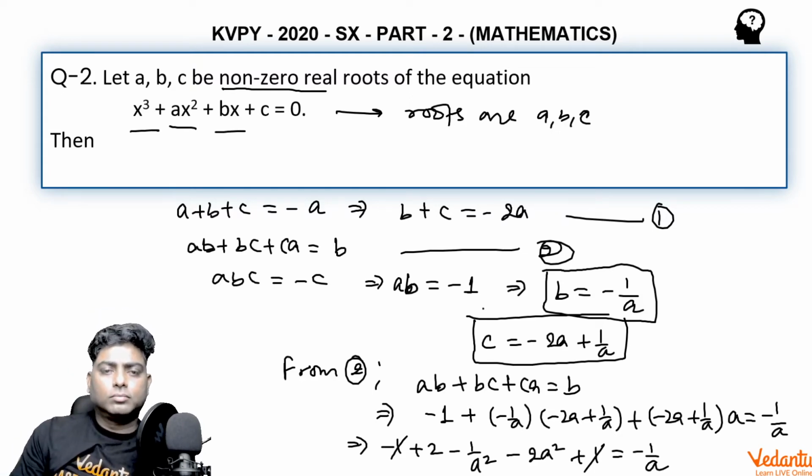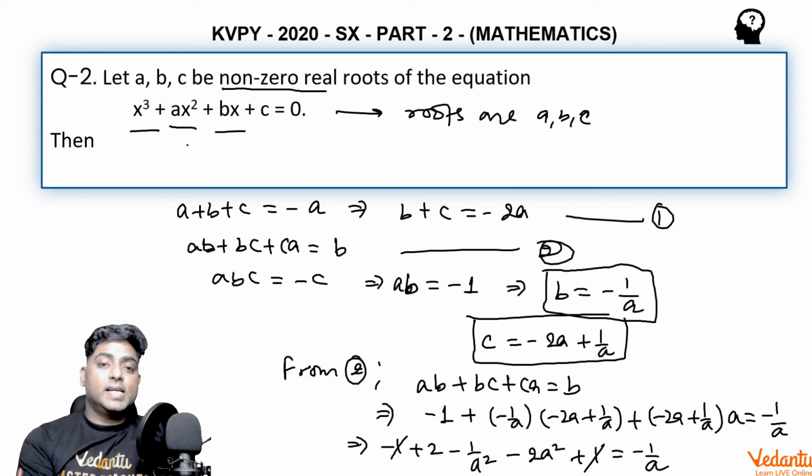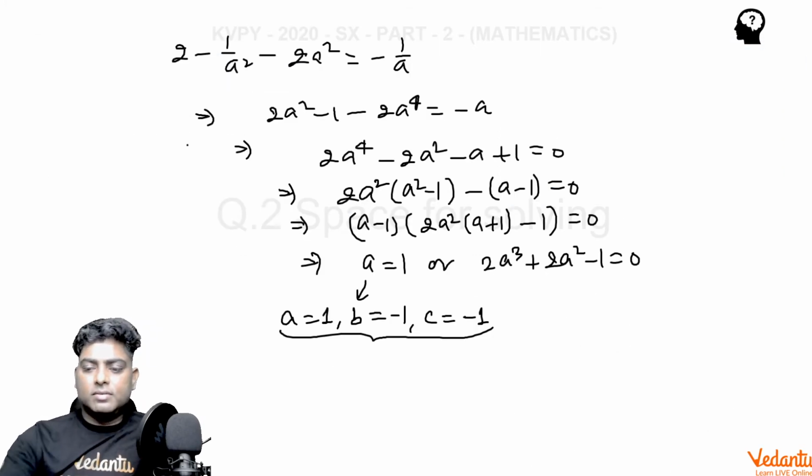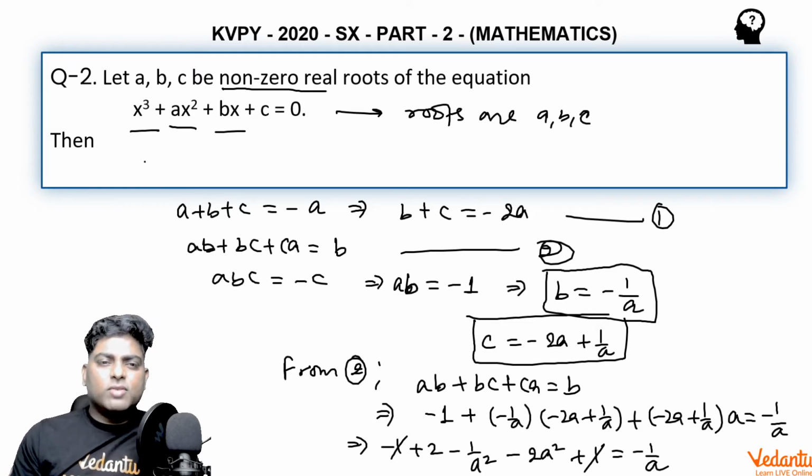So you can see x cube plus x square minus x minus 1. If you take x square common, x square minus 1, so the roots will again come as the values of a, b, c, that is 1, minus 1 and minus 1, isn't it? So in that case you can verify it, no?